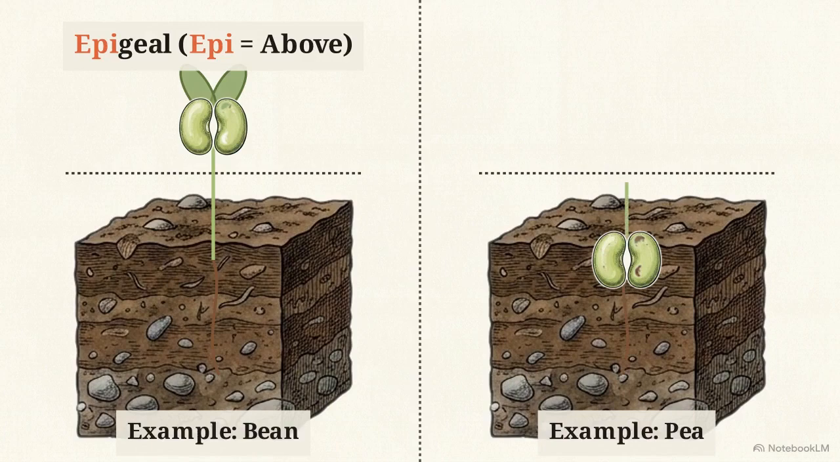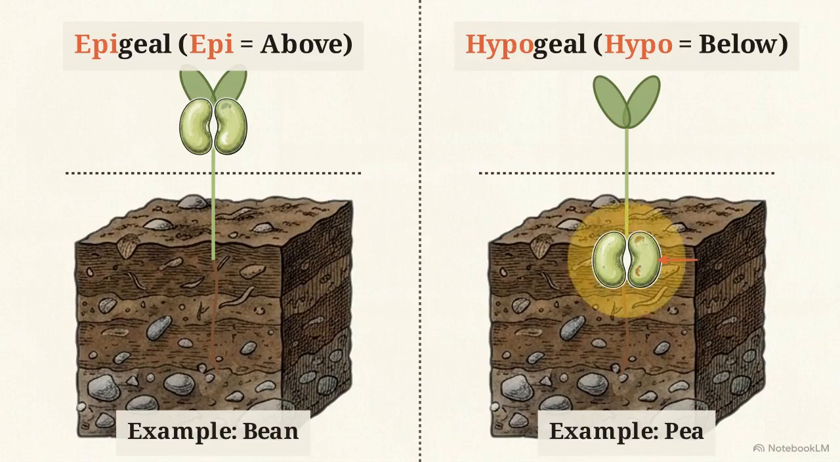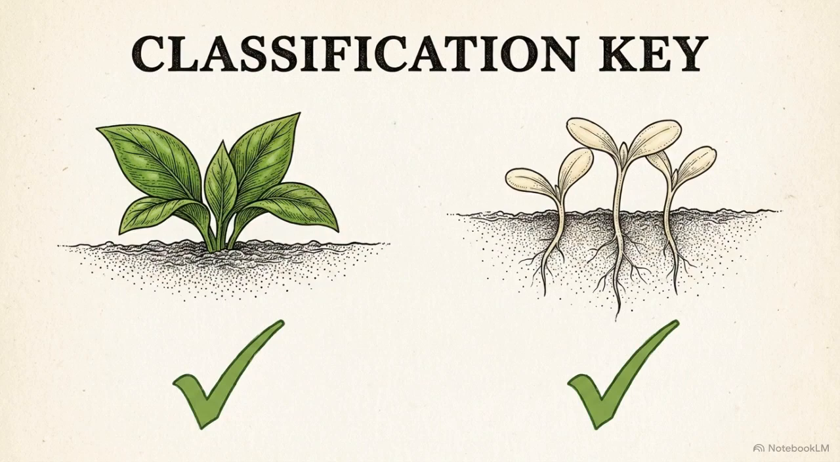Now check the right side. In a pea seed, the cotyledon halves stay stationary and remain buried completely beneath the soil line. The prefix hypo means below, making this hypogeal germination. Simply observing whether those food-storing cotyledons breach the surface or stay buried gives you a foolproof way to classify any plant's germination type.